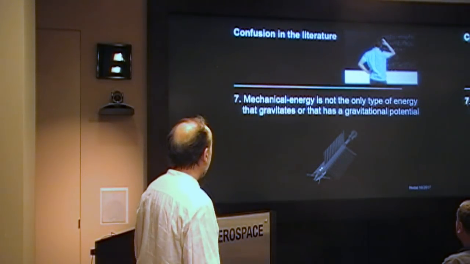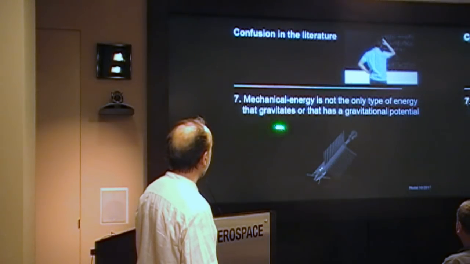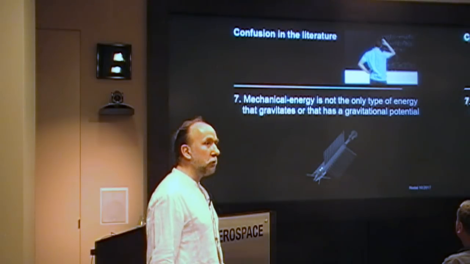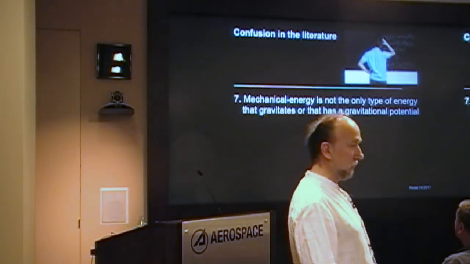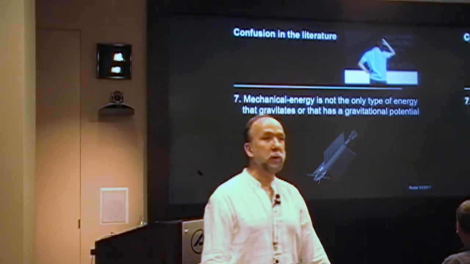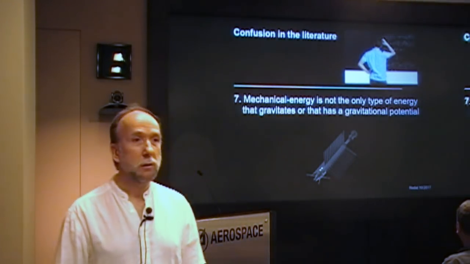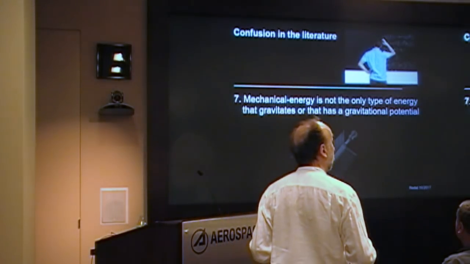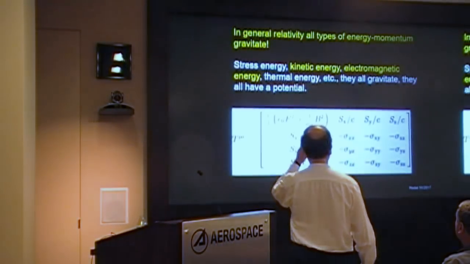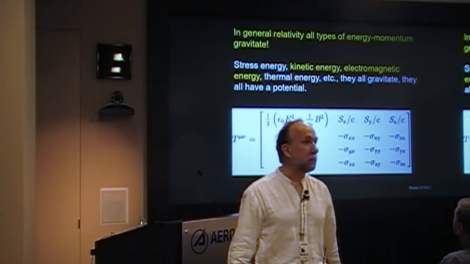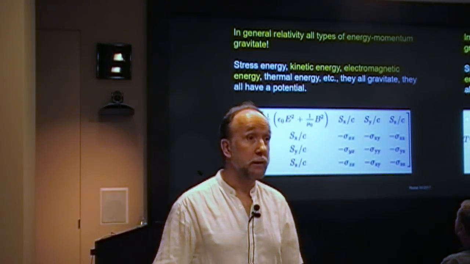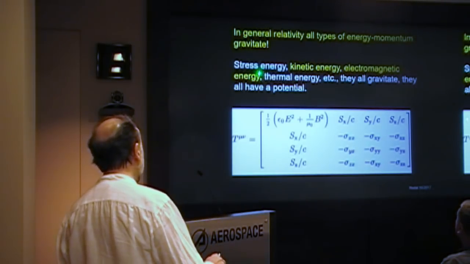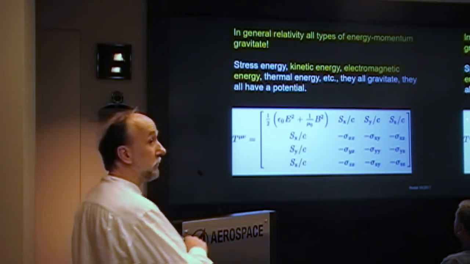Number seven, mechanical energy is not the only type of energy that gravitates or that has a gravitational potential. In order to be able to match the experimental results, the author had to go to an extreme length of saying that what mattered for some magical reason was the mechanical energy and nothing else matters. But that goes against the theory we are trying to use, which is general relativity. In general relativity, all types of energy momentum gravitate. Stress energy gravitates, yes, but kinetic energy gravitates.